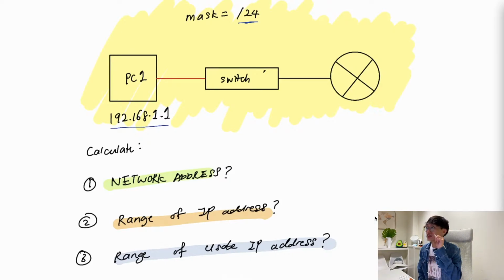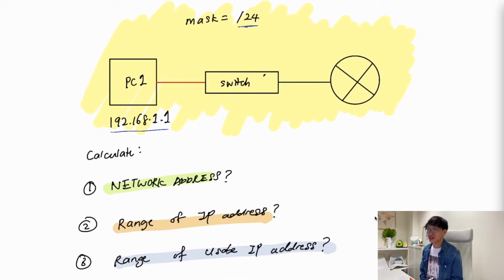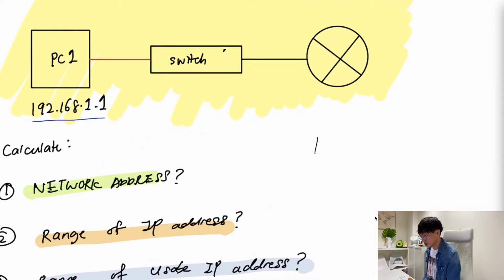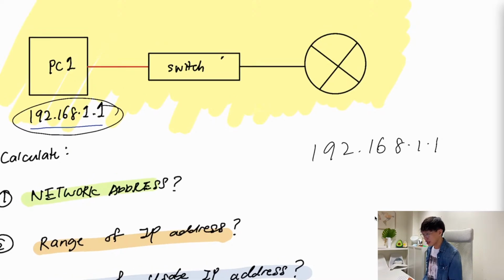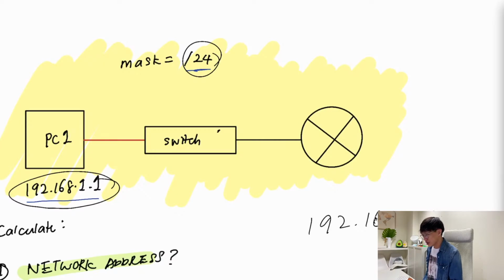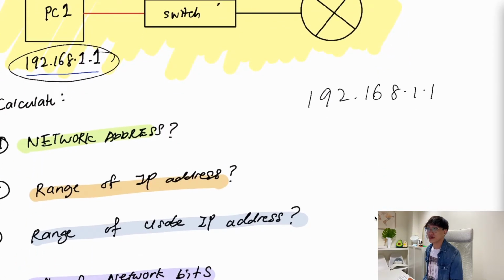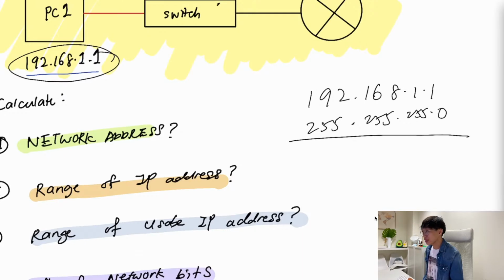So first one is network address. How you calculate network address, we already learned this. Okay, so I will just do the working here for you and then you can use my answer. I have one IP. This is from here. Okay, I have a mask /24. You know that /24 is 255.255.255.0. So here you write 255.255.255.0. Okay, to get the subnet mask, we do AND operation.